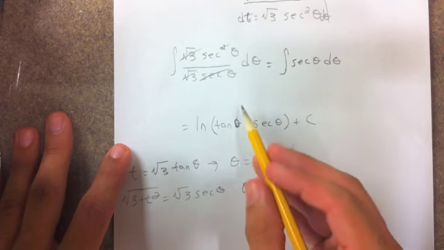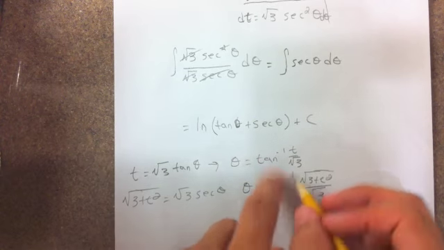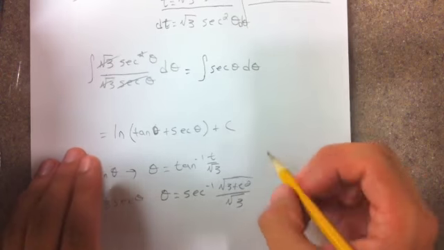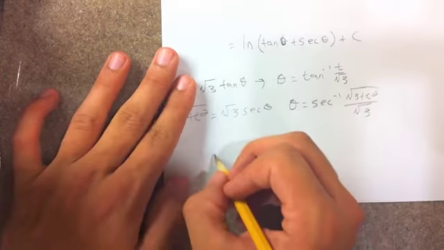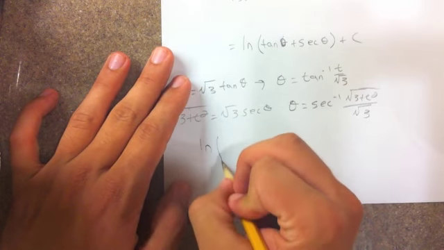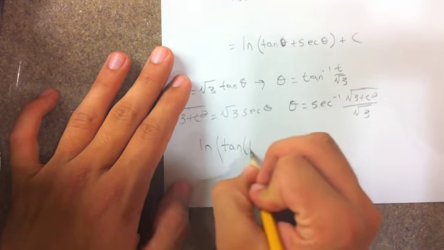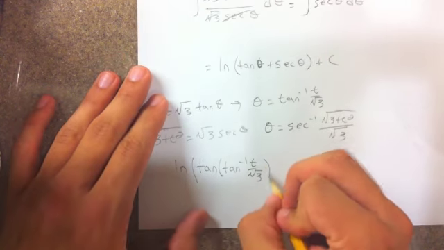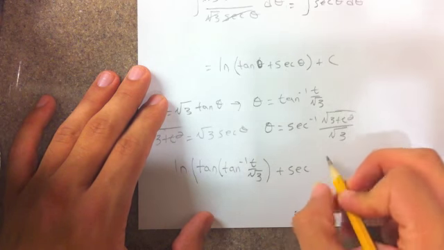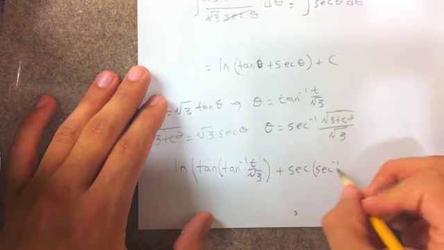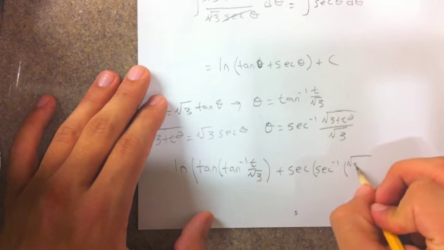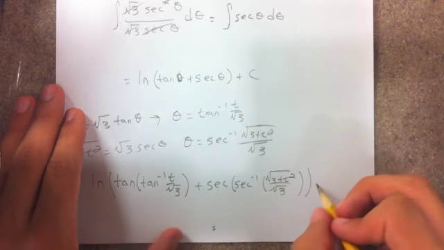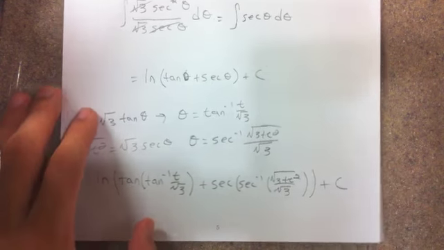Plug your thetas into here. We're going to plug this one into the secant, so the secant and the secant inverse cancel out, and the tangent and tangent inverse cancel out, so it'll look like this. Natural log of tangent of the tangent inverse of t over root 3, plus the secant of the secant inverse of root 3 plus t squared, all over root 3, plus c. Okay, we simplify this up.